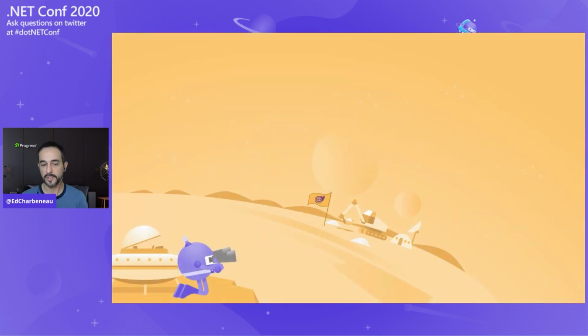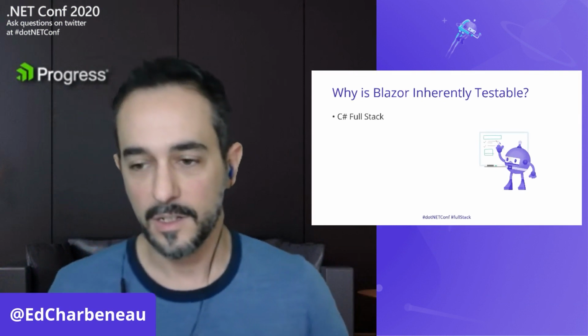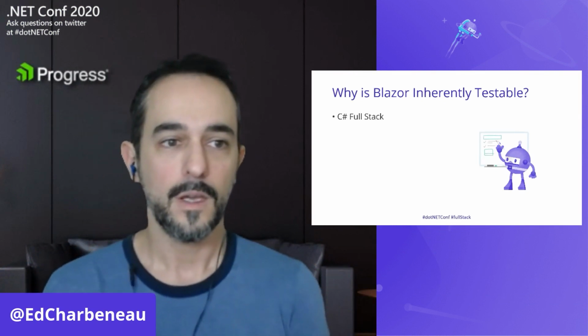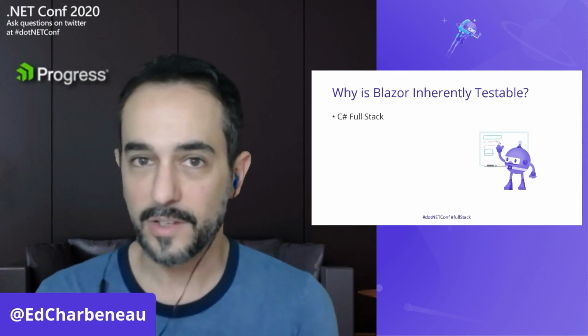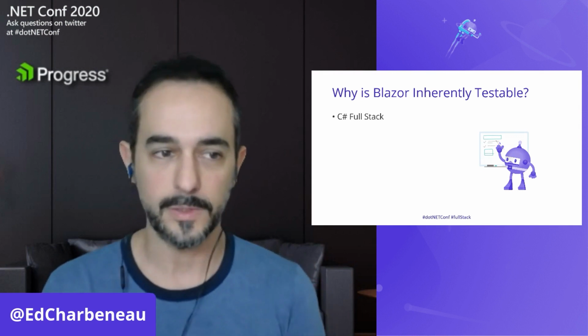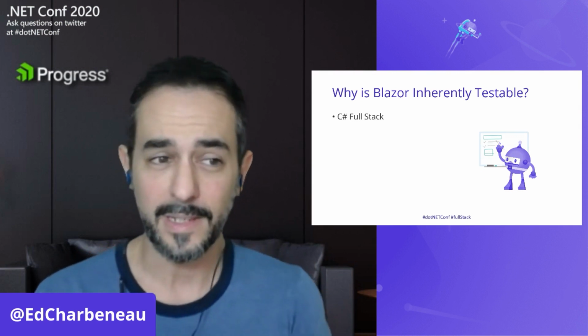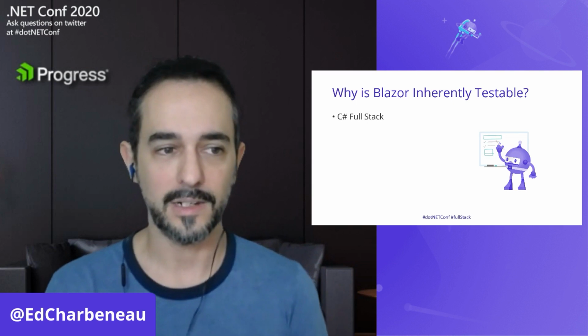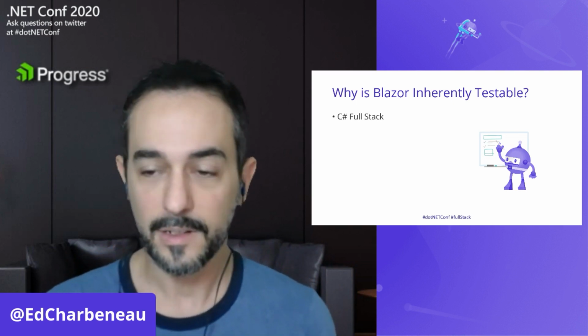So if you're looking at building a Blazor application, you're looking at the landscape of what's been developed over the last couple of years of Blazor and all of the cycles that we've gone through, all the way up to .NET 5. You're probably wondering how testing fits into all of that ecosystem. So Blazor, in my opinion, is actually very inherently testable. One of the big reasons is that it is full stack .NET. It's C# from end to end.